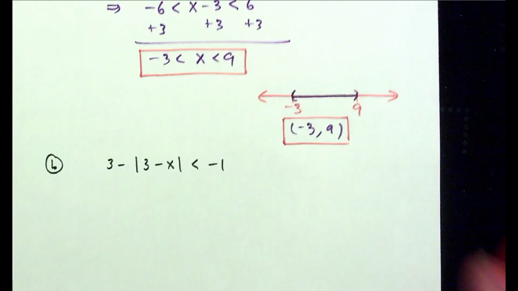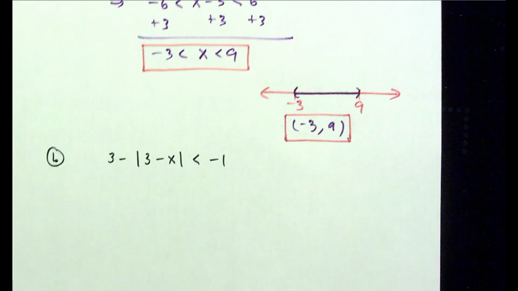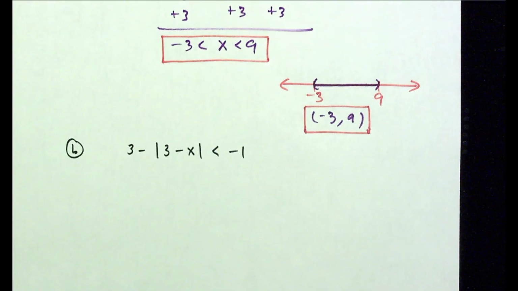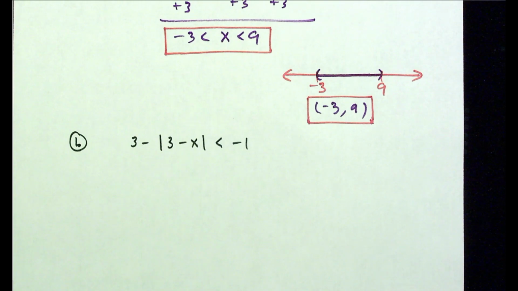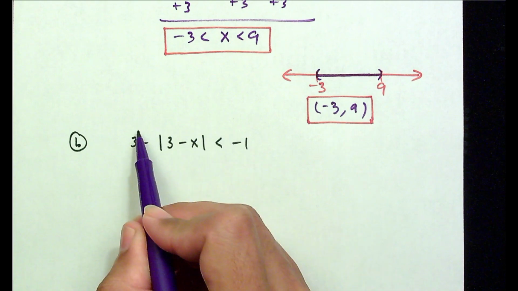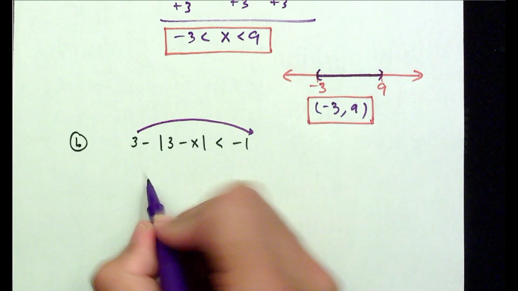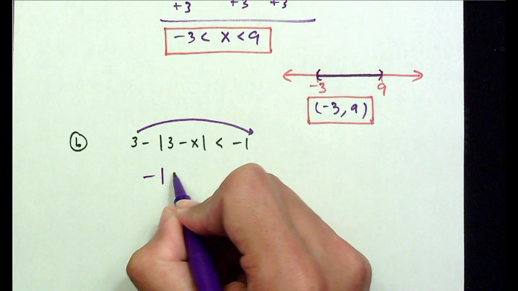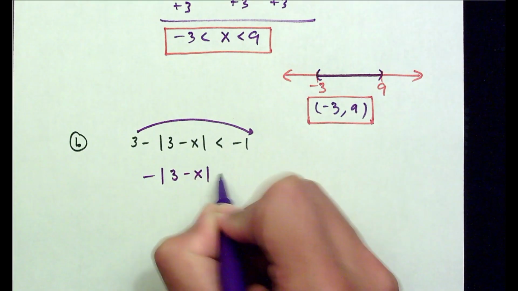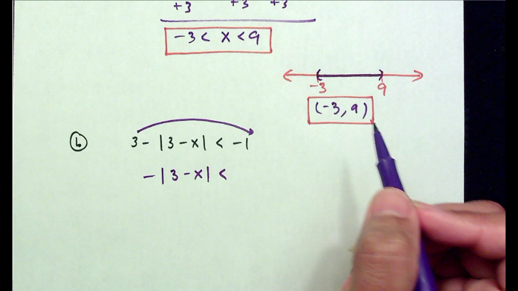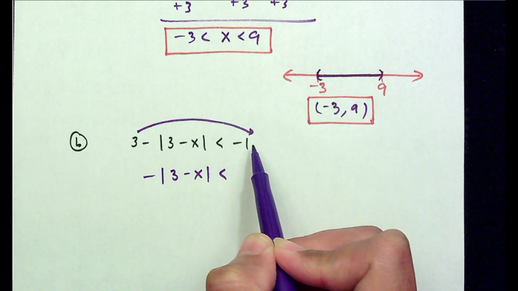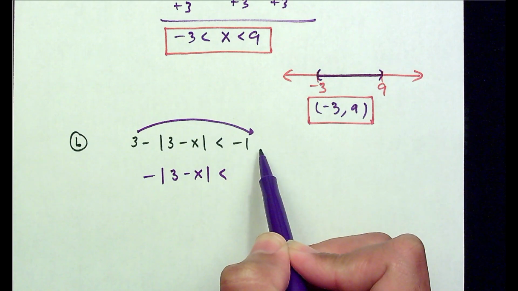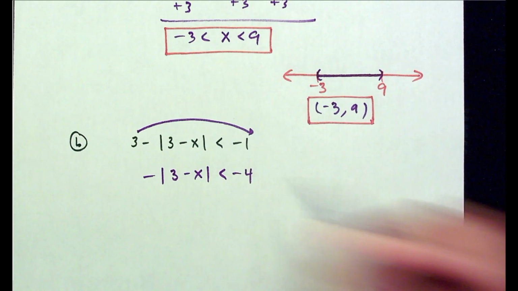Okay, now let's do this other example. First step is isolate the absolute value. First thing is we're going to move the 3 to the other side. We're going to be left with negative absolute value 3 minus x is less than, well, we're subtracting 3 from both sides. When this 3 moves, it becomes negative 3. So we would have negative 1 minus 3. Negative 1 minus 3 is negative 4.